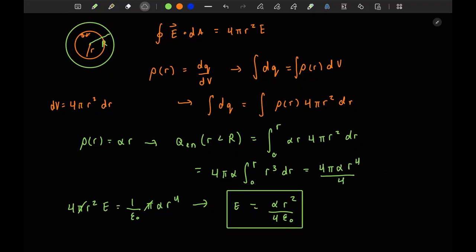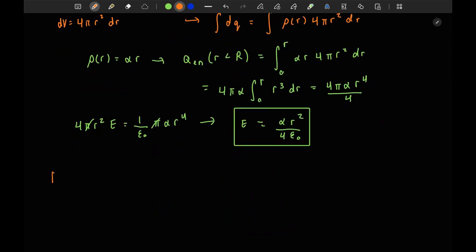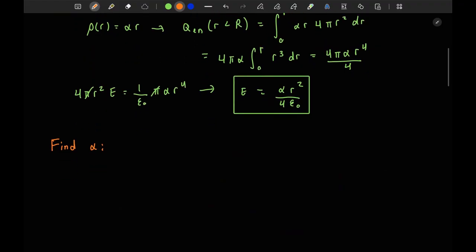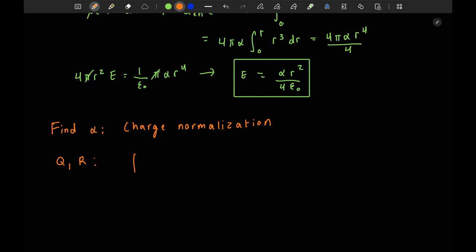Now, suppose we're asked a related question, namely, what is the value of alpha? So find alpha. We've already discussed this in the context of direct integration for electric fields before we began Gauss's law. This is yet another case of charge normalization. And so suppose we know that the total charge of our sphere is Q, and that our total radius of the charge distribution is R, then we know that the integral of dq equals capital Q if we integrate our density from 0 up to capital R.